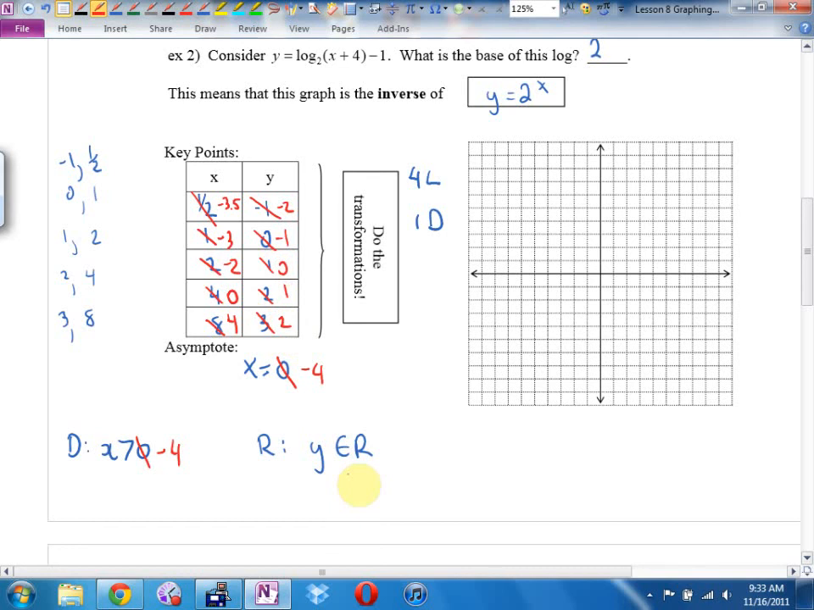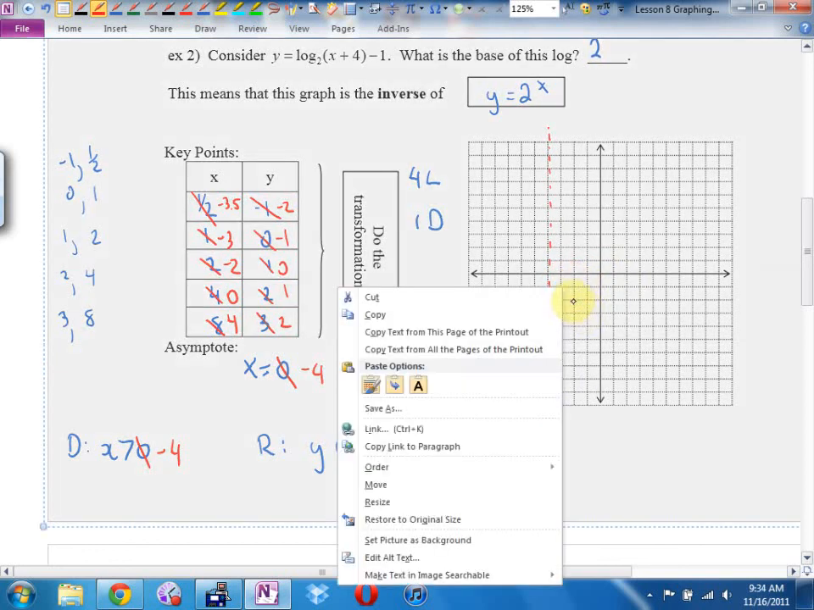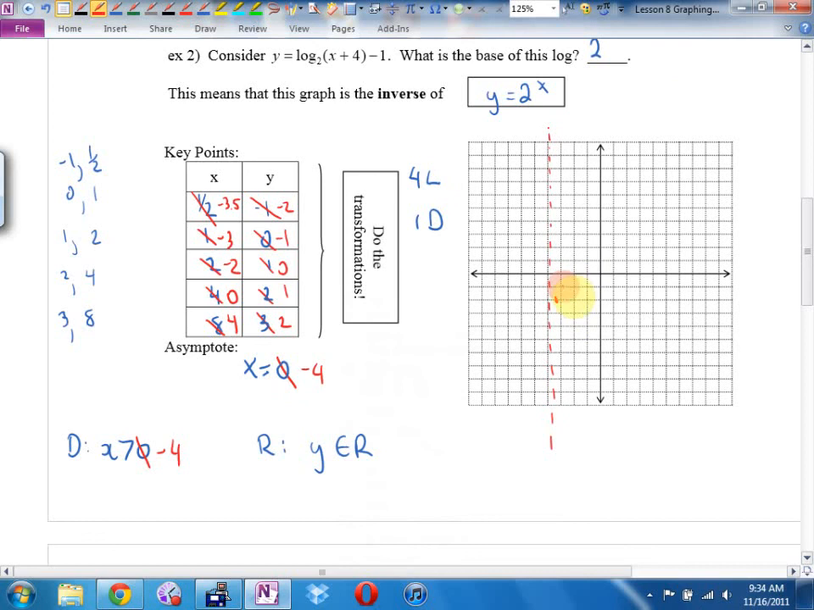What will this look like? What did I always graph first as my guide railing? And that's now x equals negative 4. That's a vertical line way over here at negative 4. And then it's going to go through negative 3.5, negative 2. Negative 3, negative 1. Negative 2, 0. 0, 1. 4, 2.